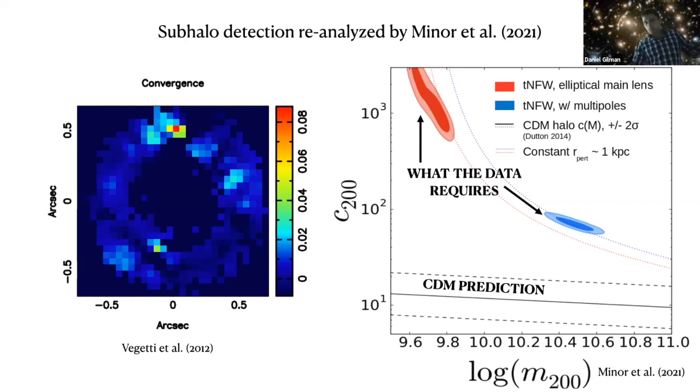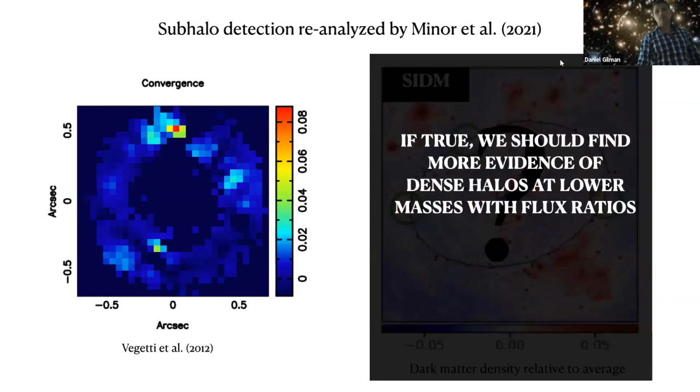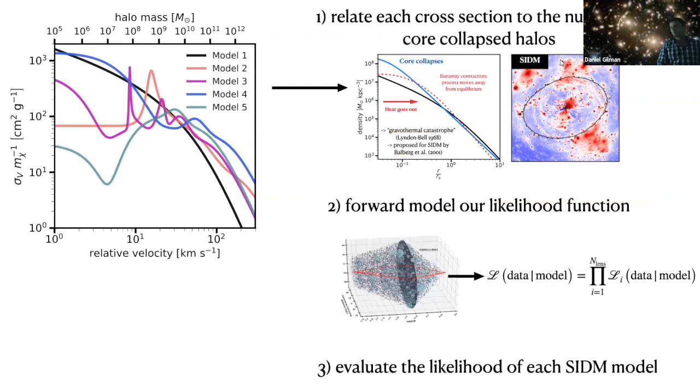If we take this at face value, I'm not saying that I think this is evidence for self-interacting dark matter, but if that is true, you might wonder whether there are more core-collapsed halos out there, and in fact, there should be. If you find one halo that's relatively massive that is core collapsed, because velocity-dependent cross sections increase at lower speeds, you should find even more lower mass halos that are core collapsed. So this is the kind of question that I wanted to address.